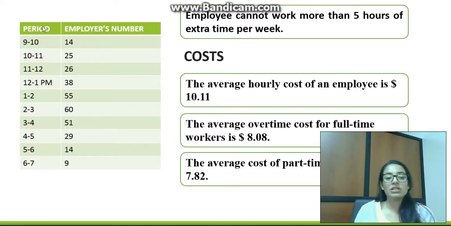The cost of this period with these employee numbers is: the average hourly cost of an employee is $10.11, the average overtime cost for a full-time worker is $8.08, and the average cost of part-time staff is $7.82.